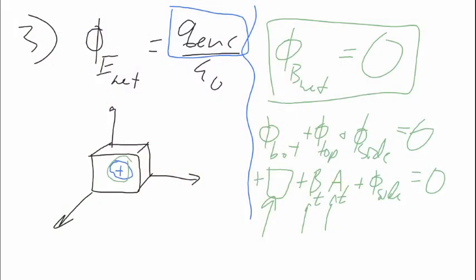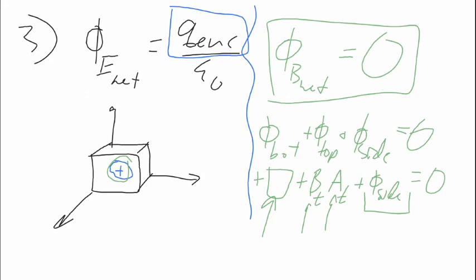And then you just want to isolate the flux through the side, and that would be the problem. The sign on it will tell you if it's directed outward or inward. Positive is outward, negative is inward.